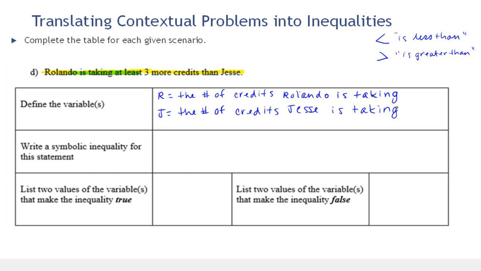Okay. So on the left-hand side of the comparative verb phrase, it just says Rolando, but this is referring to the number of credits Rolando is taking. So we're going to use R. And on the right-hand side, we have at least 3 more credits than Jesse. So we want to compare Rolando's number of credits to Jesse's number of credits plus 3.